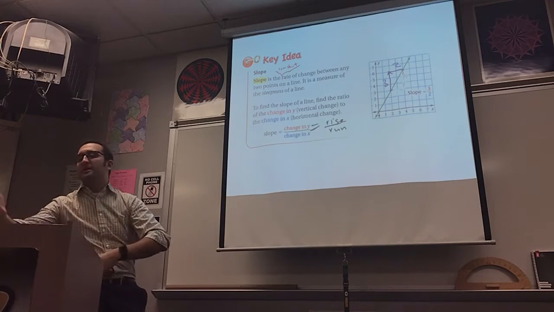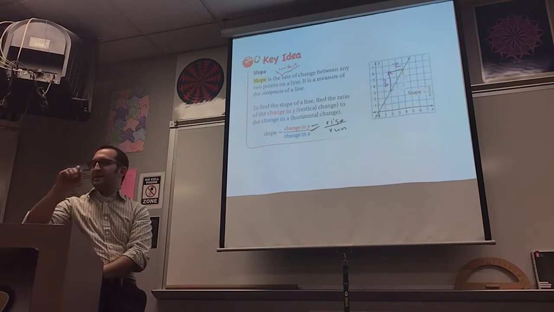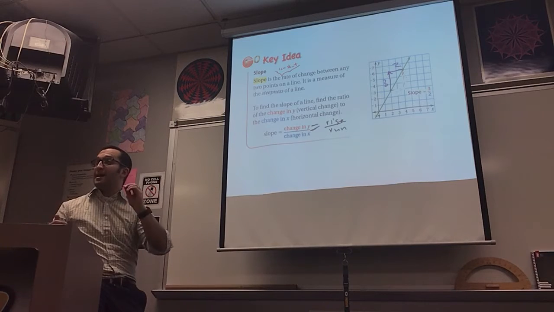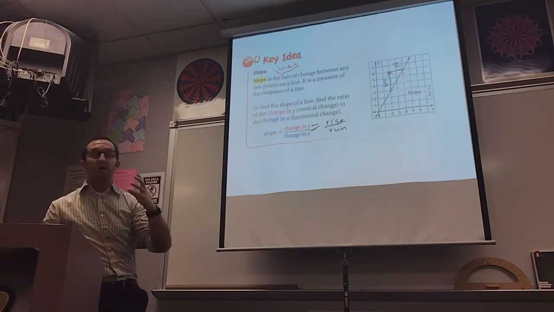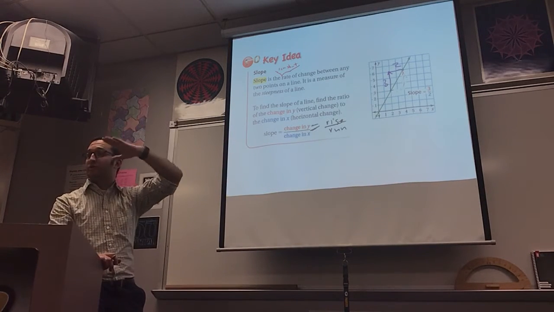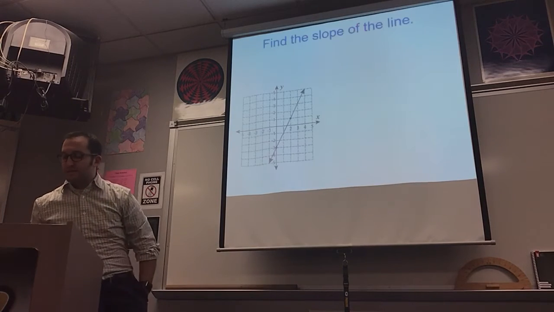That's not cool. So Stephen, your question of can I draw the run first? Whatever. But you have to write rise over run. Otherwise it's not a vertical change over horizontal change. Okay? Let's find the slope of these lines.